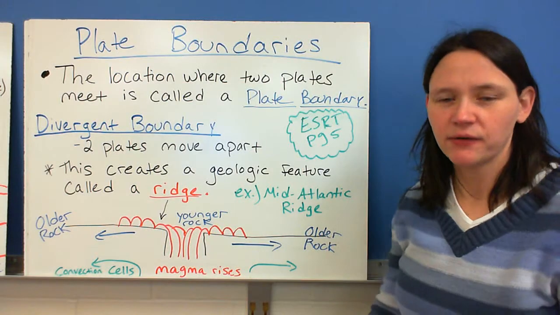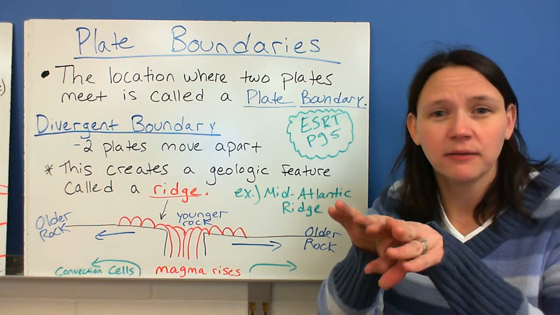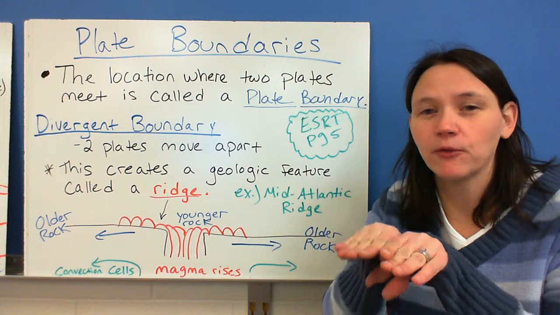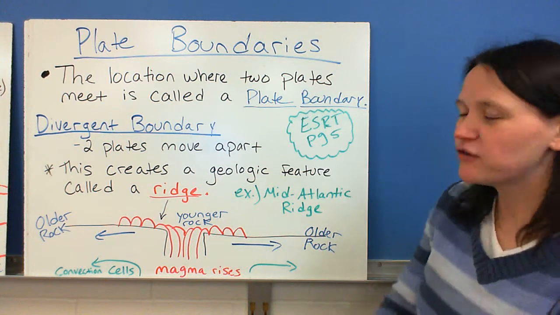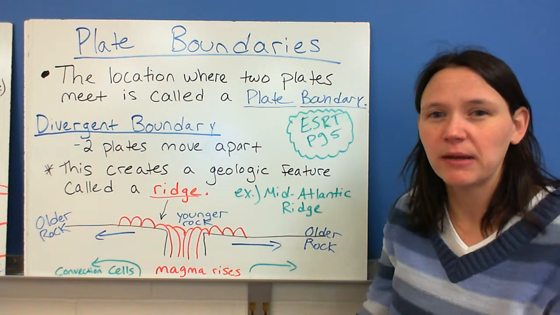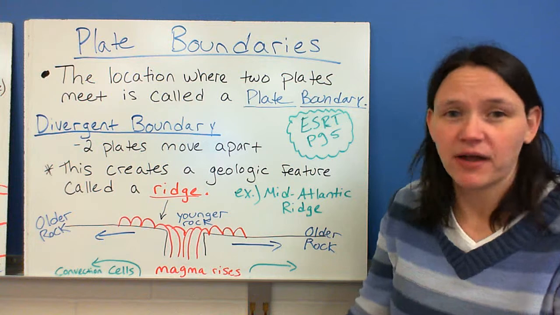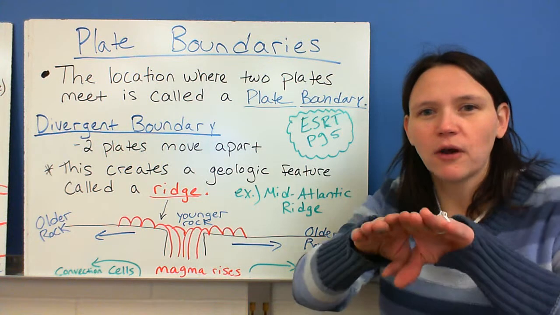Now, plate boundaries. Okay, what that is just where the two plates are meeting. Okay, they're right next to each other. It's the boundary between two plates. All right, and page 5 in your reference table has a diagram with all sorts of plate boundaries that we have on the Earth. One type is a divergent boundary, where the two plates are moving apart.